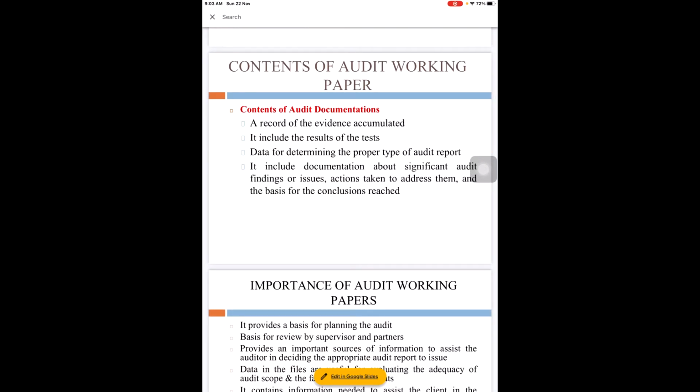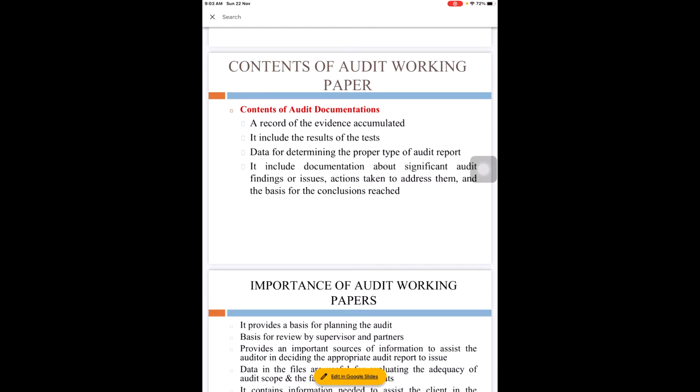So these are the content. The first one is a record of evidence accumulated. It means that in this kind of working paper, all the evidence that you gathered during the audit work, you have to document in this working paper. And then it also includes all the results of tests. All the tests that you did should be here also.